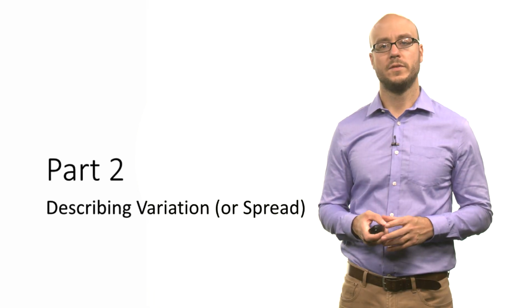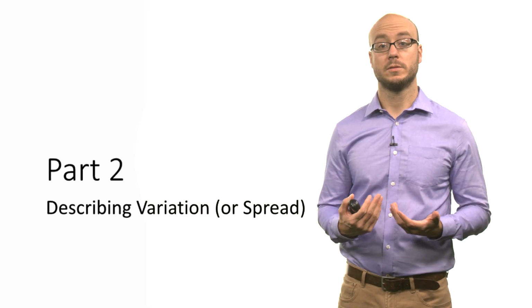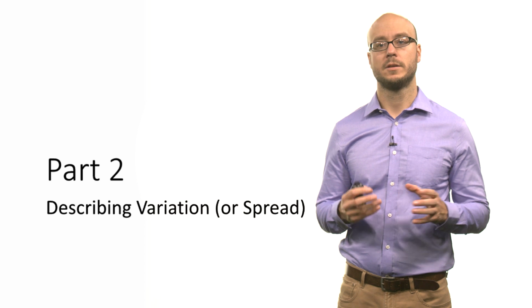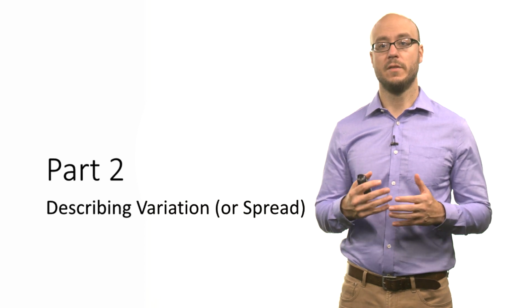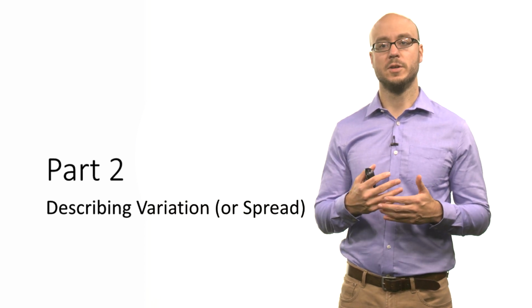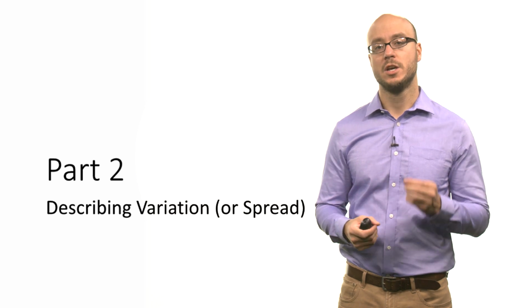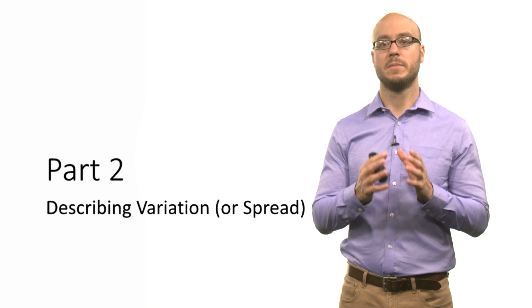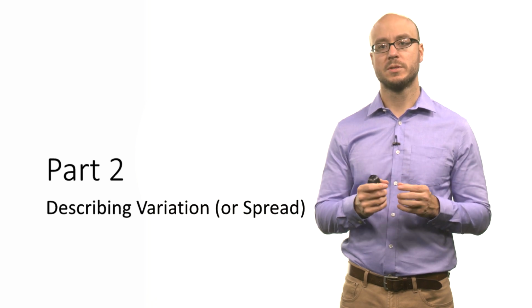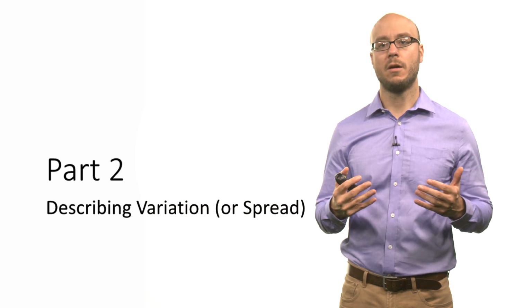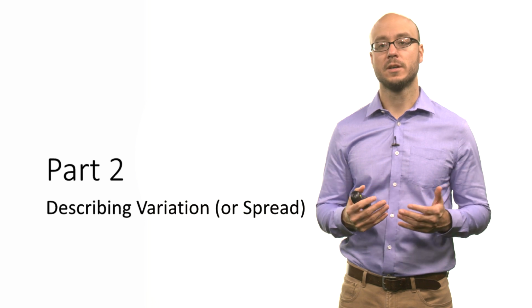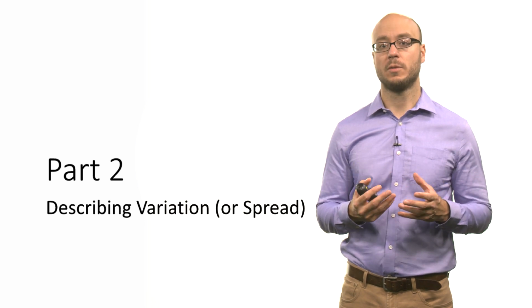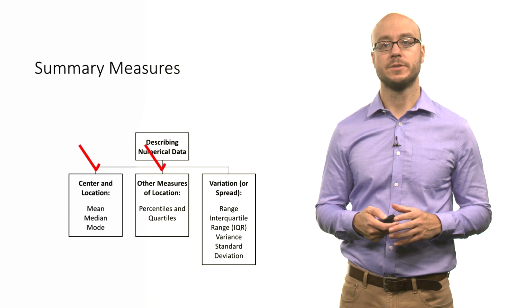For part 2 of this week, in which we talk about numerical data, we are going to talk about describing variation of a numerical variable. This is also known as spread or dispersion. So far we've talked about a measure of central tendency and measures of position or location. But sometimes you want to know how spread out a set of observations or data points are. And for that, we want to talk about measures of variation.